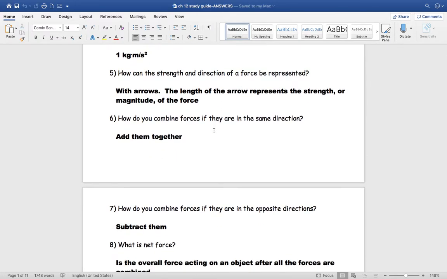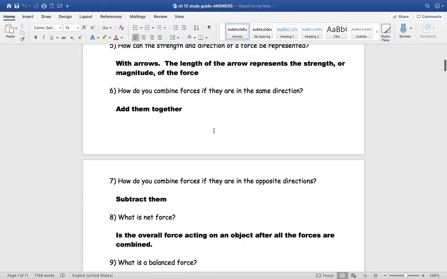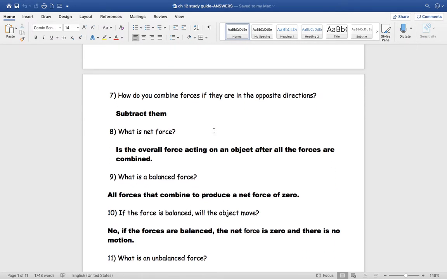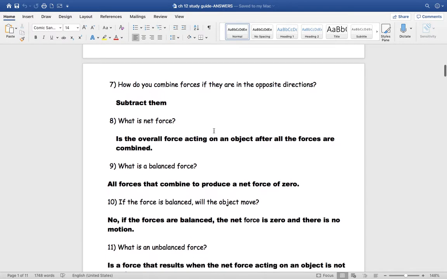All right, five. How can the strength and direction of a force be represented? It would be arrows. The length of the arrow represents the strength or the magnitude of the force, and it shows the direction also with the arrows. Number six, how do you combine forces if they are in the same direction? You add them if they're in the same direction. Number seven, if the forces are in opposite directions, you subtract them.